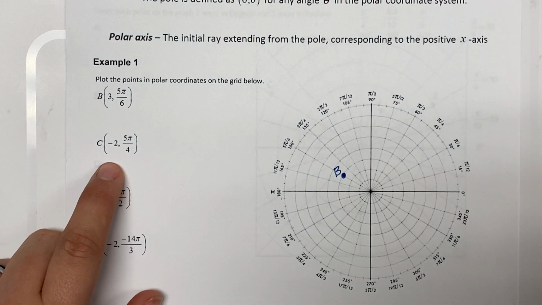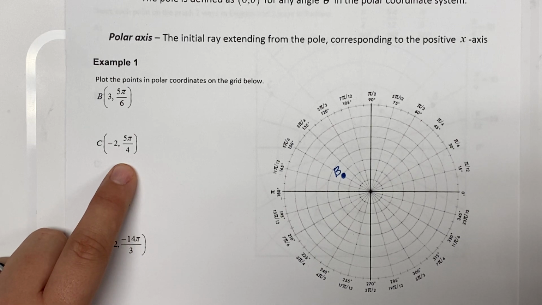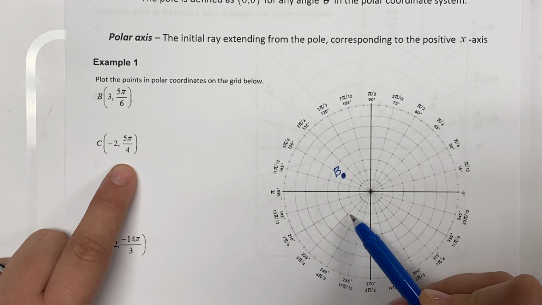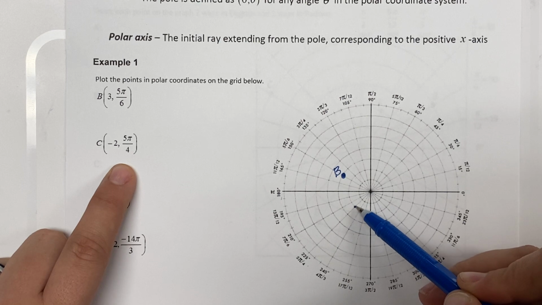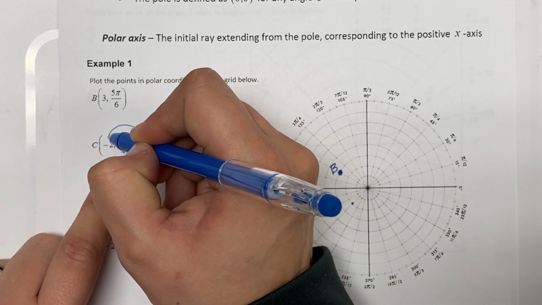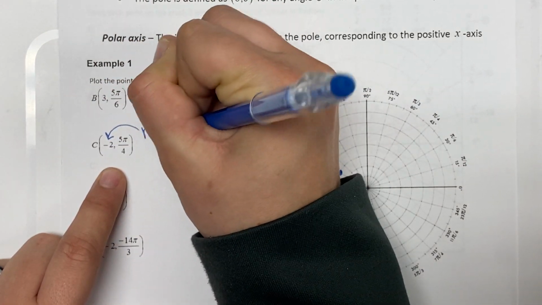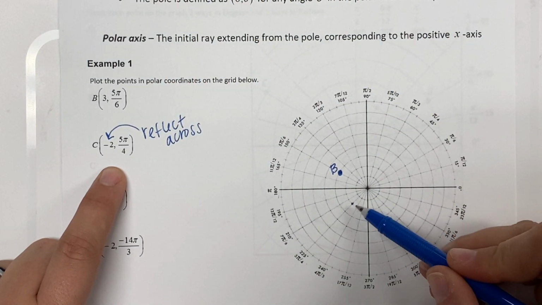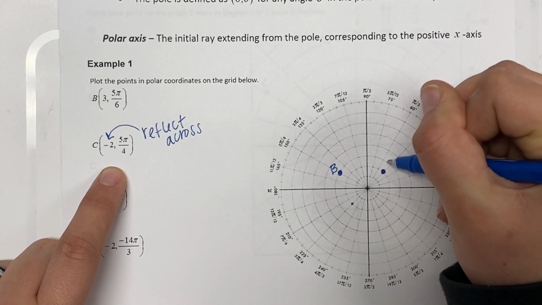Now C, we have a negative R value. But again, I'm gonna find the angle first. So I'm going to 5 pi/4, which is here. And then I would go to a radius of 2, which is right here. That would be the answer if this was a positive 2. Because this is negative, you're going to reflect across. So I would be right here, but now I'm gonna go across, and now I'm right here. So that's point C.